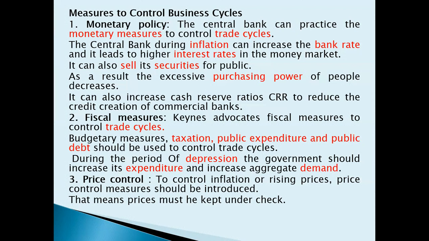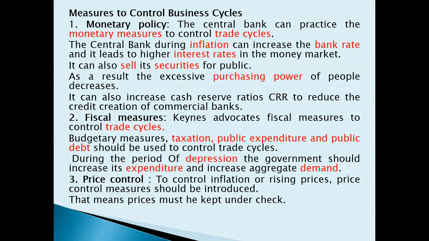So Keynes advocates fiscal measures to control the trade cycle. Fiscal यानी financial policies. पहला monetary policies हो गया. Monetary policy से क्या करते हैं? Monetary policy में changes क्या करेंगे? Interest rate change करेंगे, cash reserve ratio change करेंगे. So this will be controlled by the RBI. अभी fiscal policies यानी क्या है कि these will be political or economic policies of the country. So for example, budgetary measures, taxation policies, public expenditure, and public debt policies.